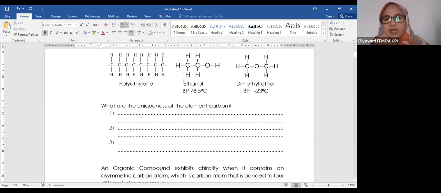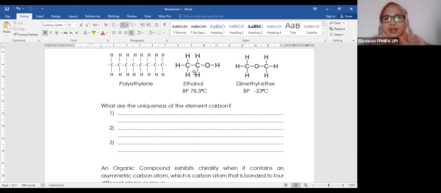From this example, because both of them have different functional groups, we call it functional group isomer. Ethanol has alcohol functional group, while dimethyl ether has alkoxyalkane functional group, so different functional group. And this one can be another alcohol, for example, propanol. Propanol can form isomer, for example, structure isomer maybe.